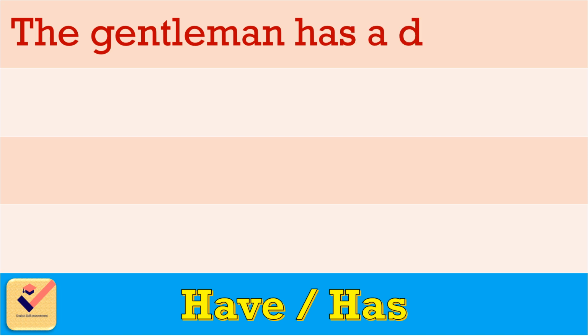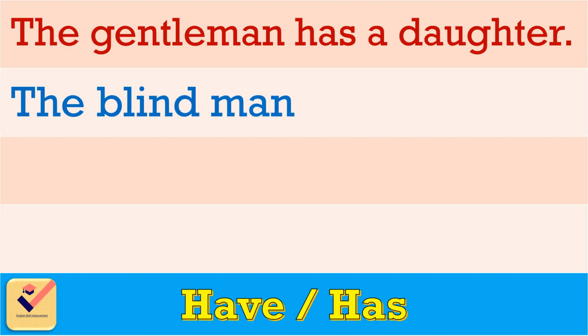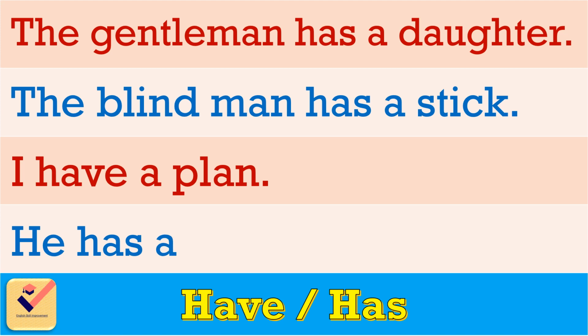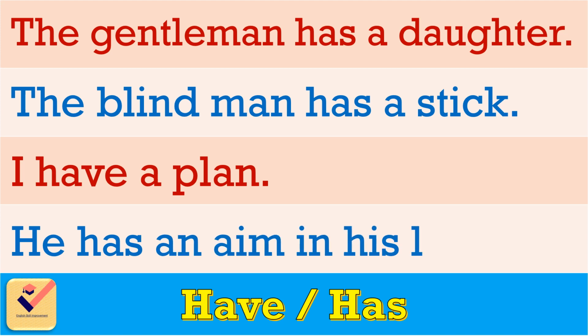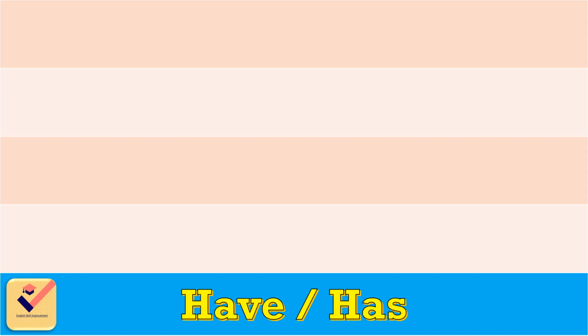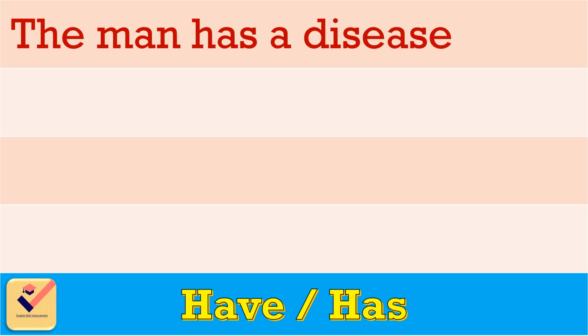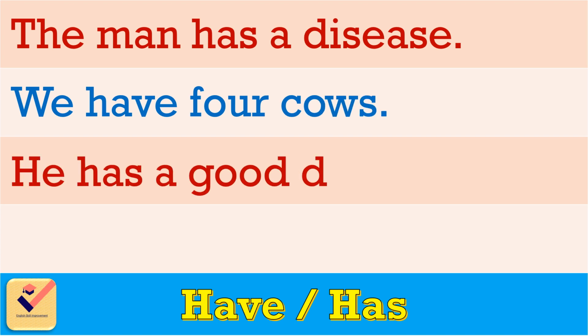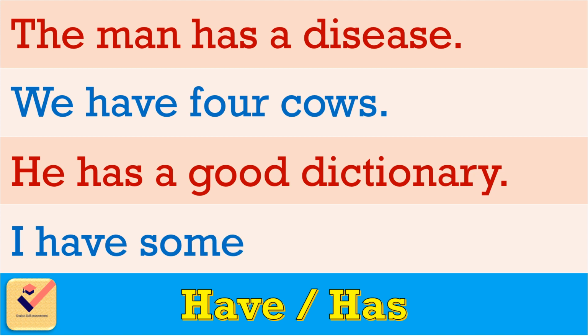The gentleman has a daughter. The blind man has a stick. I have a plan. He has an aim in his life. The man has a disease. We have four cows. He has a good dictionary. I have some books.